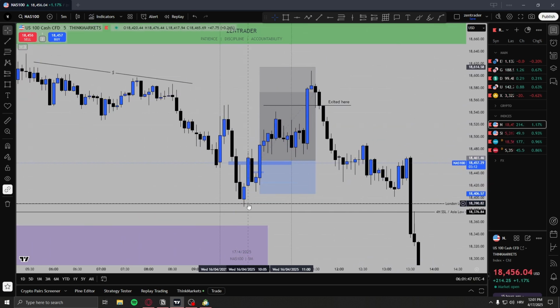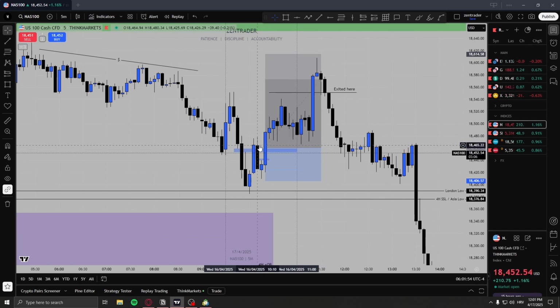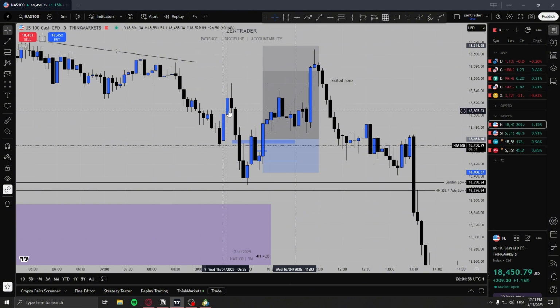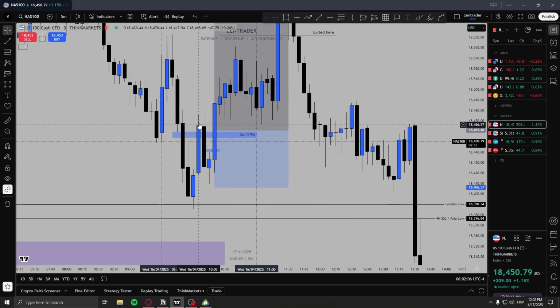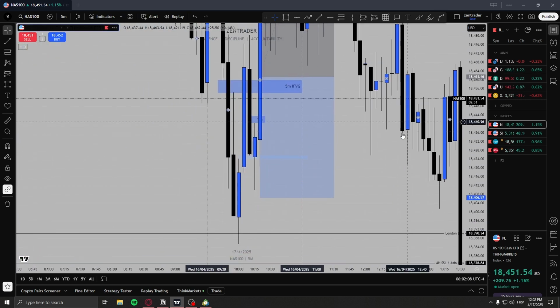So after we sweep liquidity, I was watching for a 5-minute confirmation, which is an inversion fair value gap or a break of structure to the upside. On the 5-minute, we first get an inversion. From there, I'm looking for a retracement on the 5-minute time frame, and that can be a breaker block, an order block, a fair value gap, an equilibrium, whatever you want. In this case, with me, it was actually this 5-minute fair value gap. That is kind of hard to see.